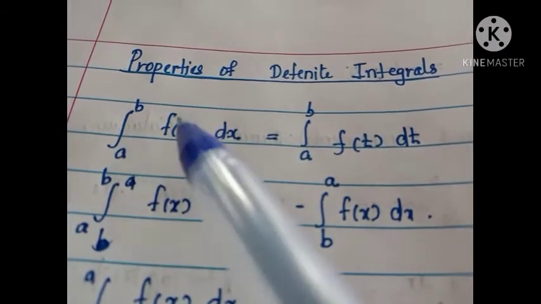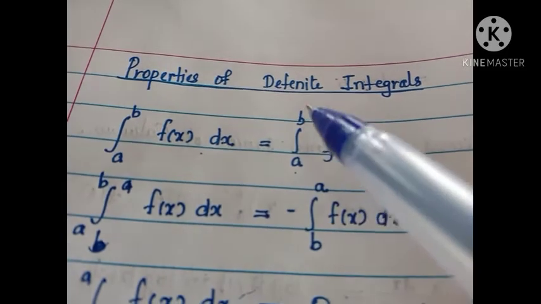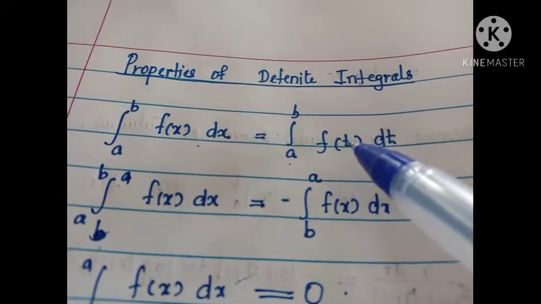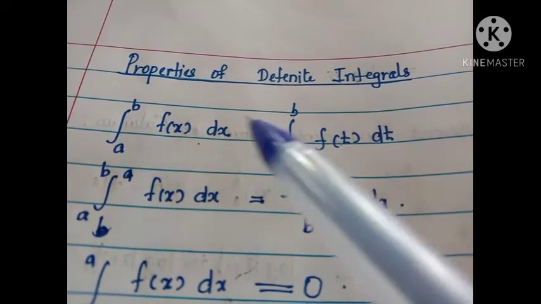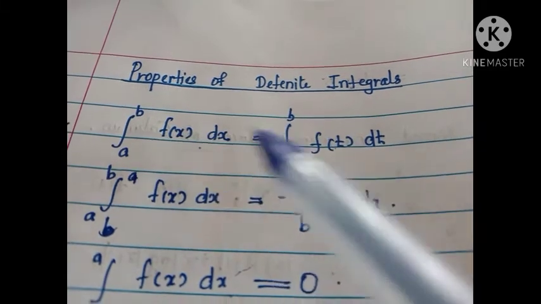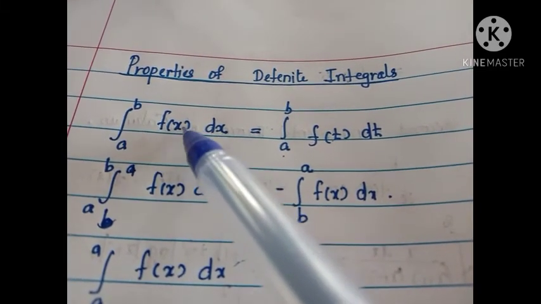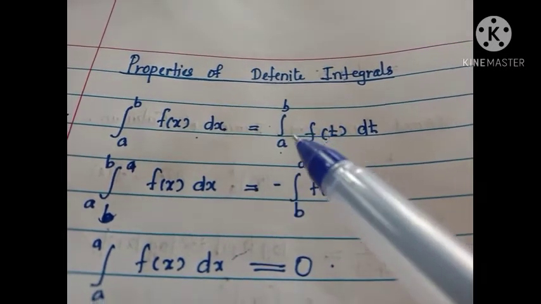Integral from a to b f of x dx is equal to integral from a to b f of t dt. So there is no change in the integral if we change the variables. If we change the variables, the final result does not change.